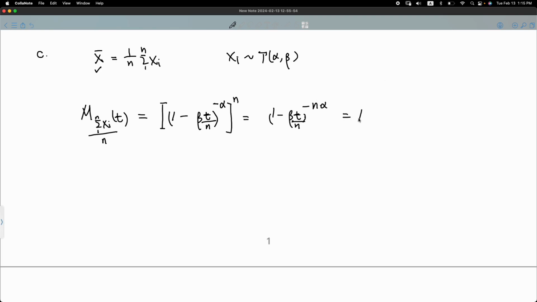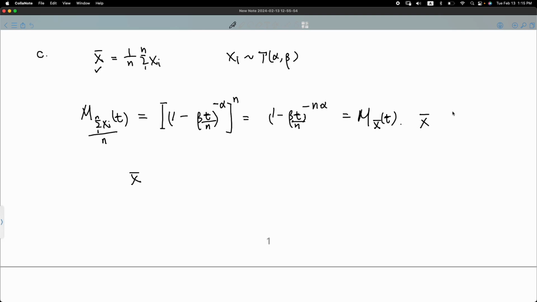And this is just the moment-generating function for x bar. I think you have probably seen this a lot already. But what we are interested in is a particular transformation of x bar so that it follows a chi-square, because here x bar is following a gamma distribution.